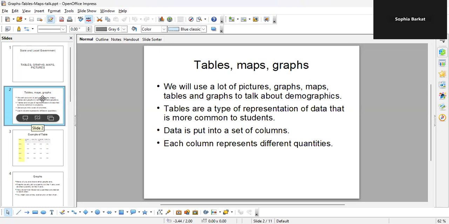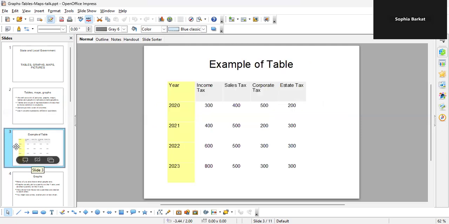Tables are a type of representation of data that is more common to students. Data is put into a set of columns. Each column represents different quantities, right? So here's an example of a table. In the balance sheet stuff, you might see certain kinds of setup like this. Items, on one side might be the year of the item, and then on the other side, they might have income tax, sales tax, other kinds of items.